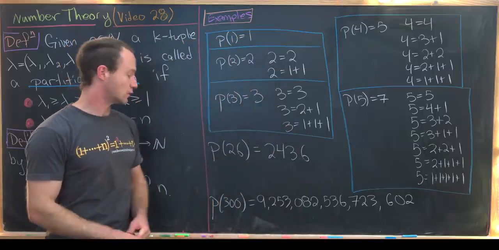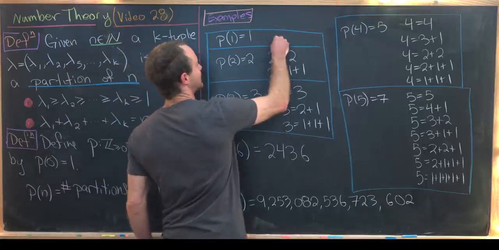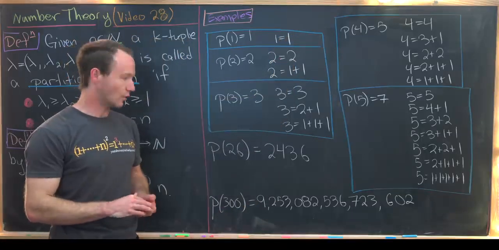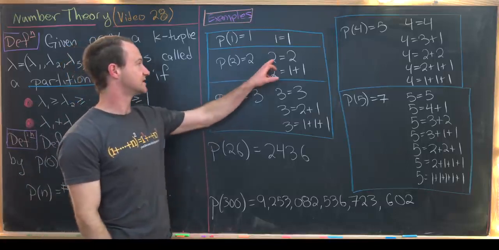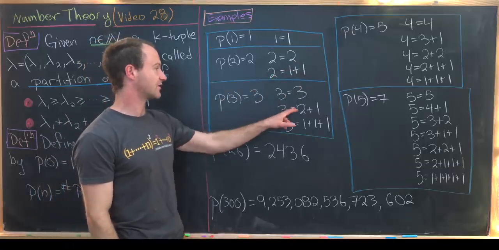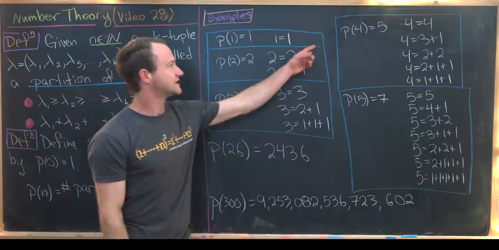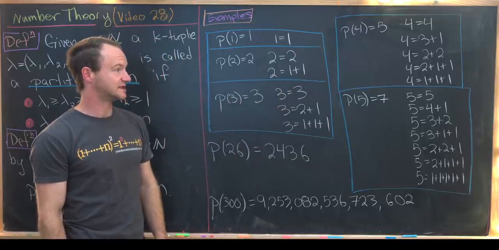So p of 1 equals 1. I haven't written out the single partition for 1, but it's obviously just 1 equals 1. There's a single partition of length 1. And then p of 2 is 2. There are 2 partitions: 2 and 1 plus 1. p of 3 equals 3. So we've got 3, 2 plus 1, 1 plus 1 plus 1. And then as you can see, p of 4 is 5, and p of 5 is 7.